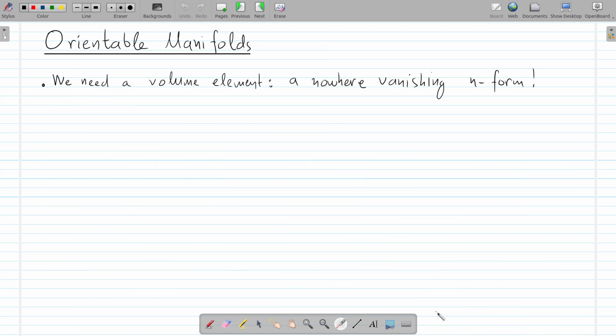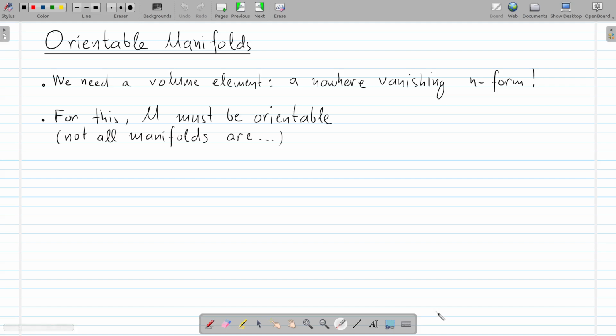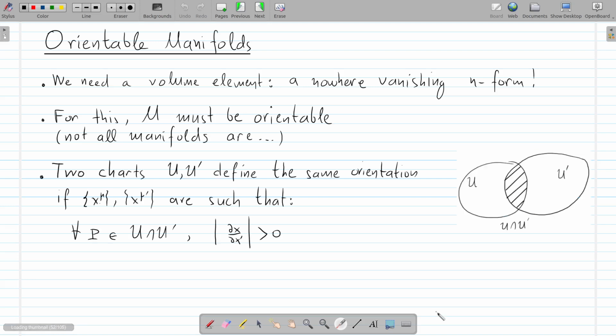So we need to have a volume element, and as we will explain very soon, this can be given by any nowhere vanishing n-form. For this to be possible, the manifold must have a special property, which is orientability, that not all manifolds have. Let's see what this is.